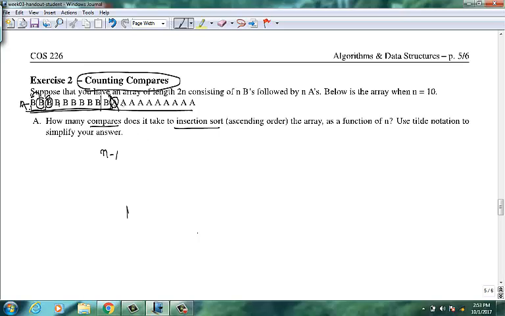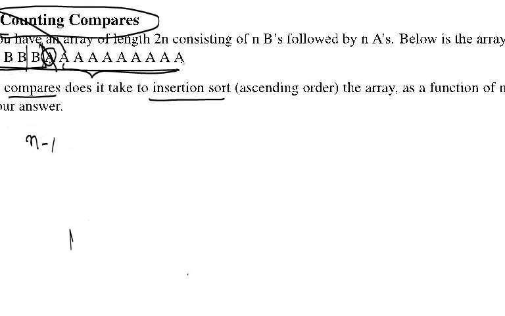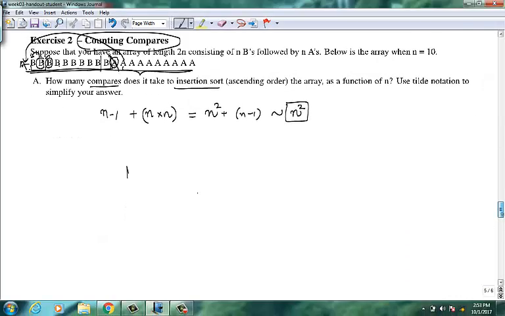And then if you take the next A, it'll do the same thing. This A will go all the way here. So it'll require n comparisons to insert that second A into the right place. So now for each of these A's, we have n comparisons, and we have n A's we need to insert. So we will have to do n times n comparisons. In other words, we come up with n squared plus n minus 1, which in tilde notation is n squared. So the answer to that question is n squared.